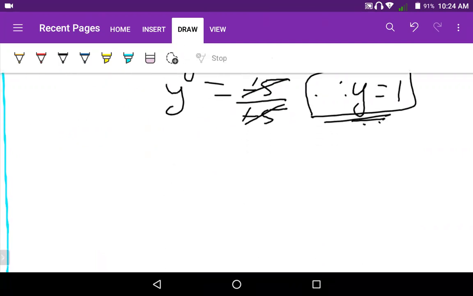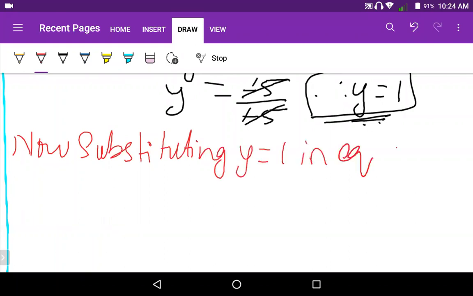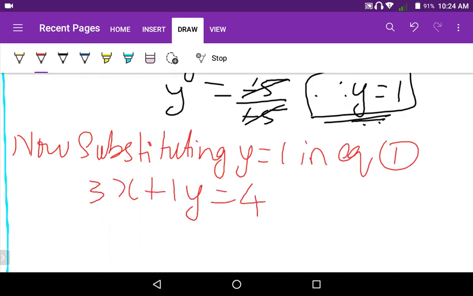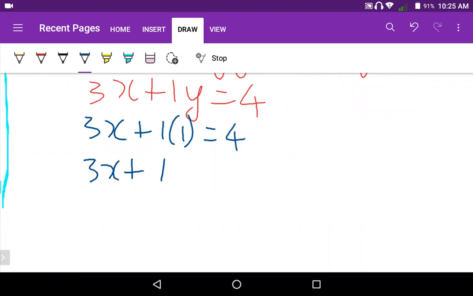Fine. Now let us substitute this y is equal to 1 in any equation. Now substituting y is equal to 1 in equation 1. What is equation 1? 3x plus 1y is equal to 4. So 3x plus 1 into 1 is equal to 4. So 3x plus 1 is equal to 4. So 3x is equal to 4 minus 1. 3x is equal to 3.